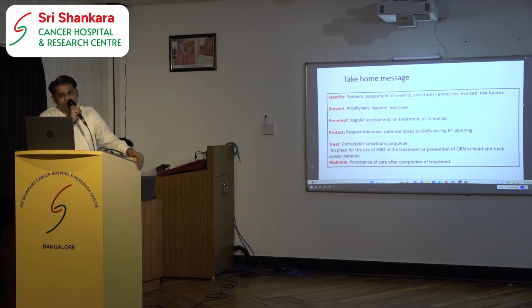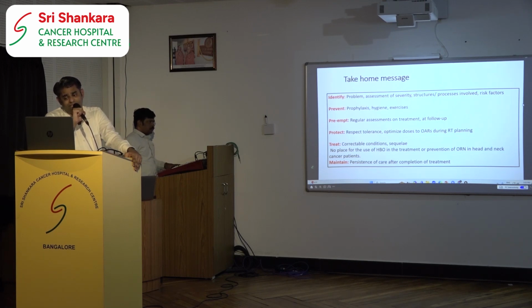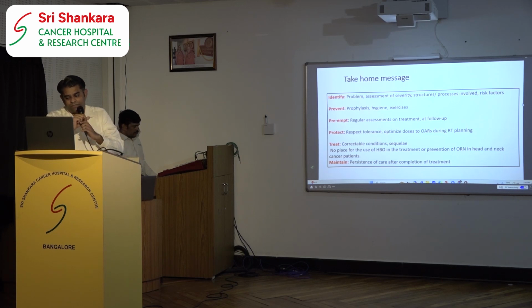So the take home message is: identify the problem, assess severity, and prevent. Always do dental prophylaxis. In a high volume setting this may be difficult, but send all the patients for dental prophylaxis who are being sent for adjuvant or definitive radiotherapy. Respect tolerance doses, which are the optimized doses to the organs at risk, usually set during RT planning. Detect early, and during regular follow-up, once every 2 to 3 months, look for complications. Unless you look for complications, you tend to miss this, and they will end up with much more severe complications than what you could have avoided.